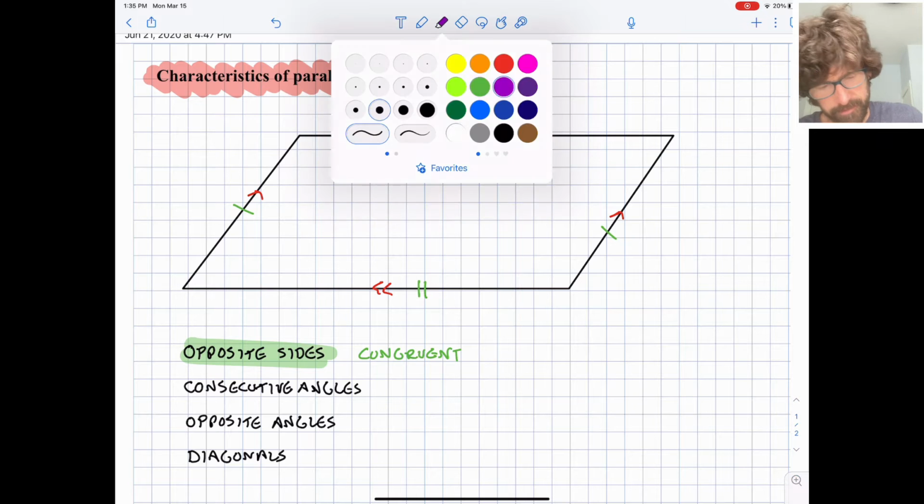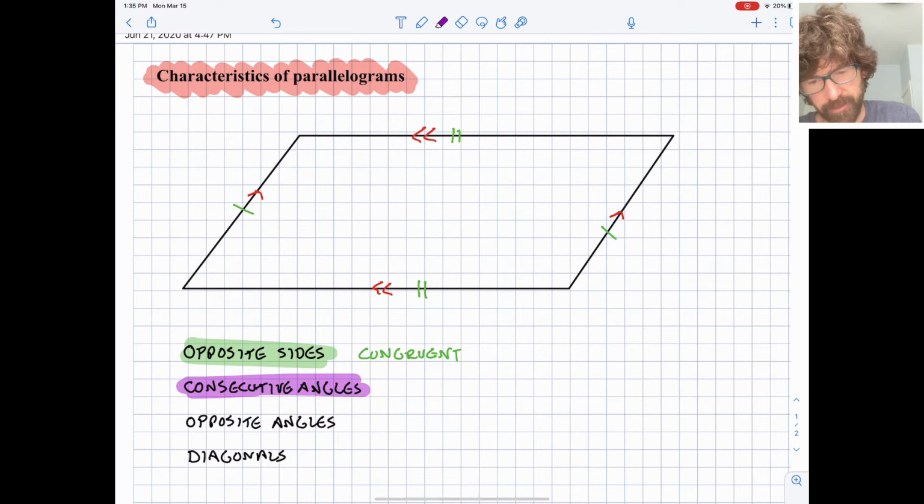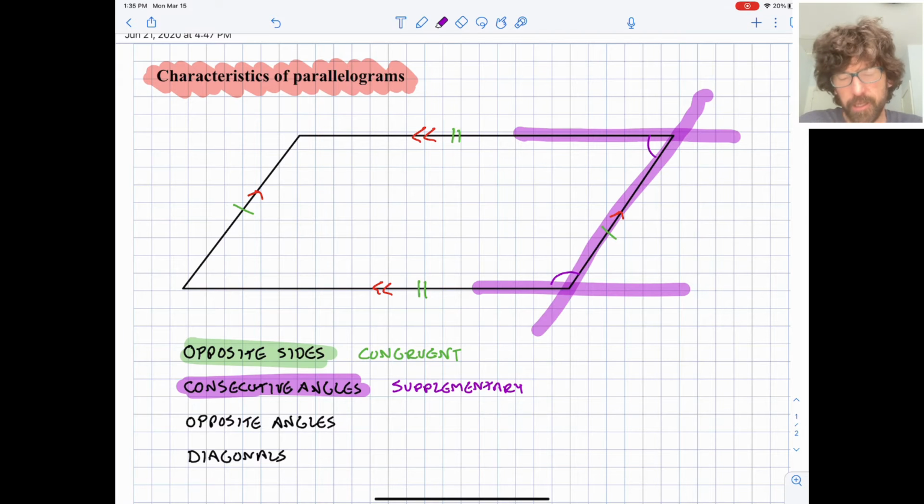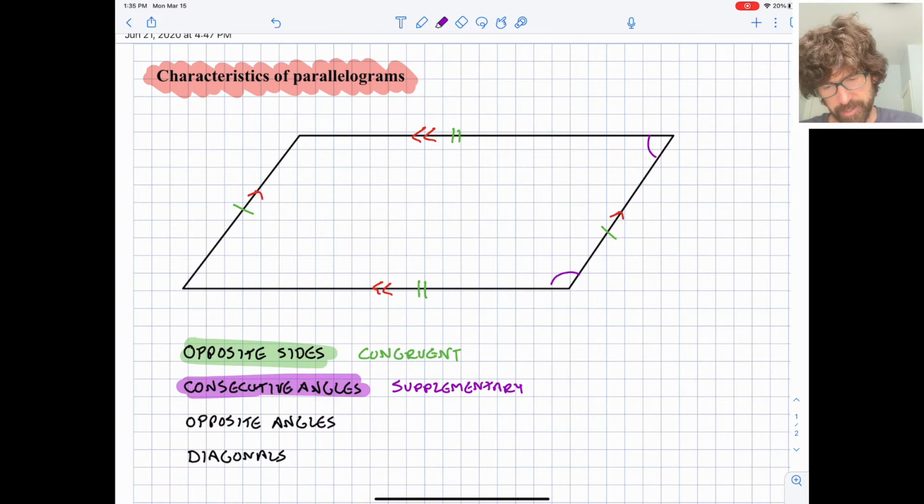Consecutive angles. What do you think might be true around consecutive angles? So here I'm talking about, for example, these angles, so angles that share a side in common. They're supplementary. Okay, and the reason that is, I hope you can imagine, we have two parallel sides being intersected by a transversal. And so those two angles we're looking at are actually same side interior angles back in the world of parallel lines, and those will be supplementary angles.